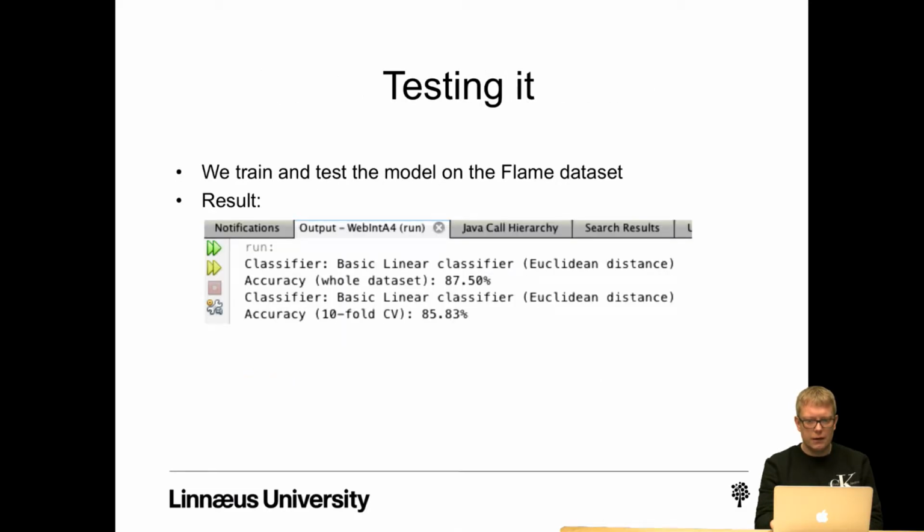If we train and test the model on the flame dataset, we get the following result. If we use the whole dataset for both training and testing, we get an accuracy of 87.50%, and if we use tenfold cross-validation, we get an accuracy of 85.83%.